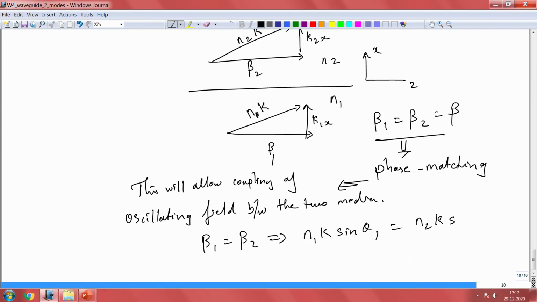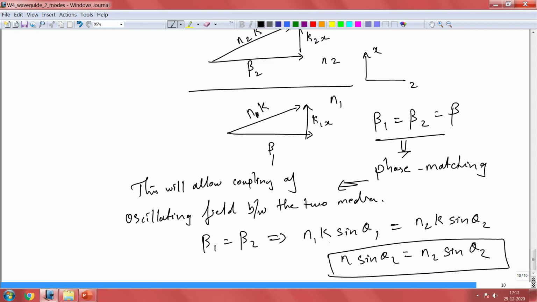n2 k sin theta 2 is beta 2, right. So, now this is really excellent. If you look at this equation, you can take out k. So, n1 sin theta 1 equals n2 sin theta 2. What is this? This is nothing but Snell's law, right. So, Snell's law is back here.